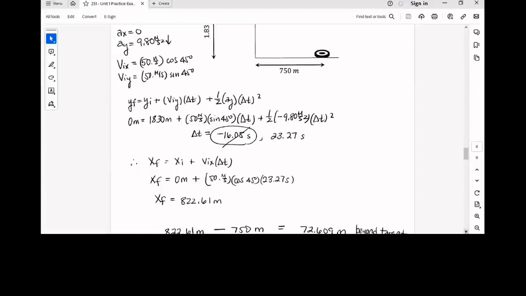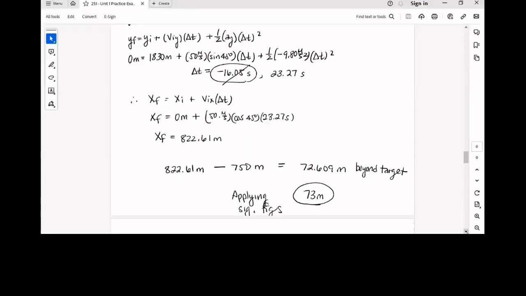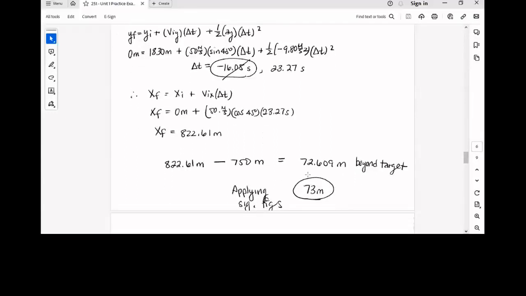Because this is a projectile motion problem where air resistance is negligible, the acceleration in the x direction is equal to 0. The x kinematic equation just becomes x initial plus v initial x times delta t. I know v initial x is the cosine component of the initial velocity, and I know the flight time. So I end up with a position of 822.61 meters. So that's not 750 meters. I can figure out where the ball lands relative to the target, and I find that it overshoots by 73 meters.